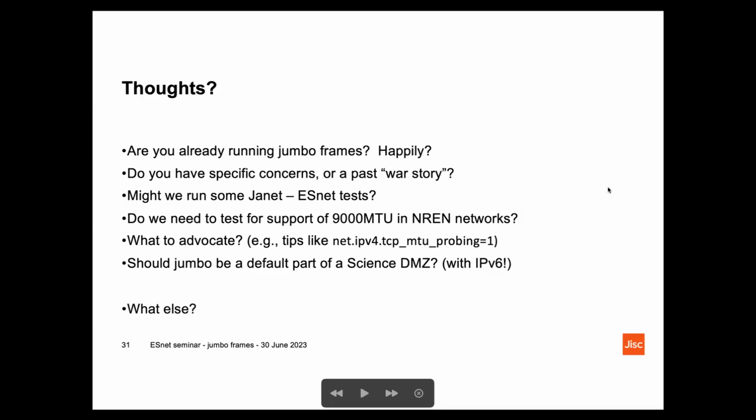As I say, we could do more tests for support of 9000 MTU. We could think about what sort of things to advocate in best practice documents. Maybe make it clearer that jumbo frames could be a default part of a Science DMZ deployment. As some people on the call may know, I do go on about IPv6 quite a lot, but jumbo frames and IPv6 should just be in all Science DMZs, I think. So that's it, I think that's all I have to say.